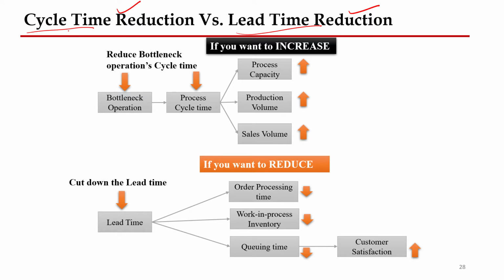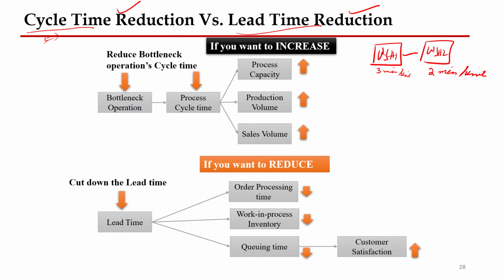So first of all, let's talk about what is a cycle time. How we can define the cycle time? That is basically the time between the completion of two successive units. For example, say we have workstation number one and workstation number two. This workstation is taking 3 minutes to produce one unit, and this workstation is taking 2 minutes to produce one unit. So what is the cycle time?